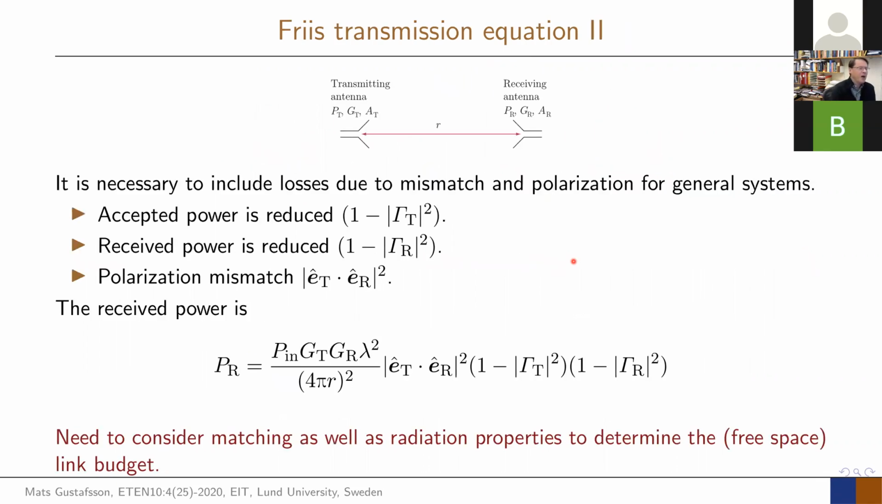So when we do that, we add the other parts as we have introduced in the course. We already introduced the mismatch. So if you have the gain of the antenna, that is related to the accepted power of the antenna. If you have a mismatch, what comes in there is that you have to take 1 minus the reflection coefficient squared. That is how much your accepted power is reduced. The same thing happens at the receiver. So you have to reduce that one too.